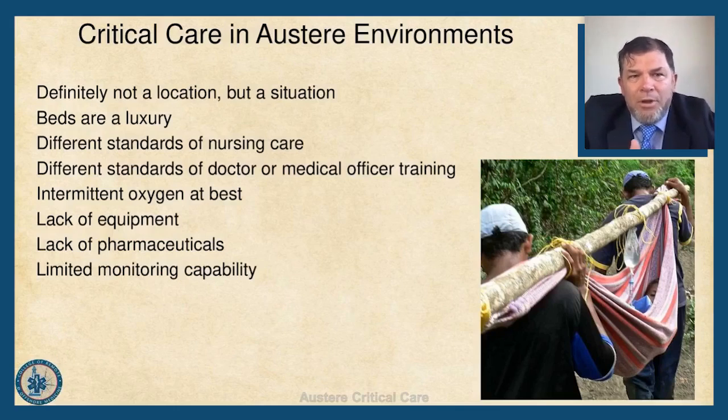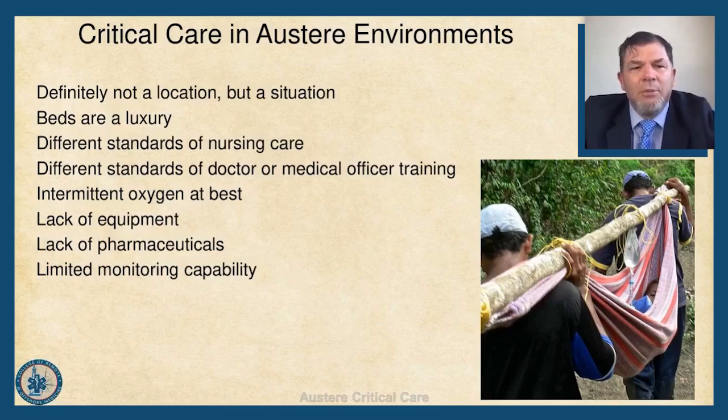So austere critical care means that you're going to be in different environments where there's not the same level of what people consider top training. Oxygen, you're just not going to get it in a large part of the world, which means that you have to improvise.